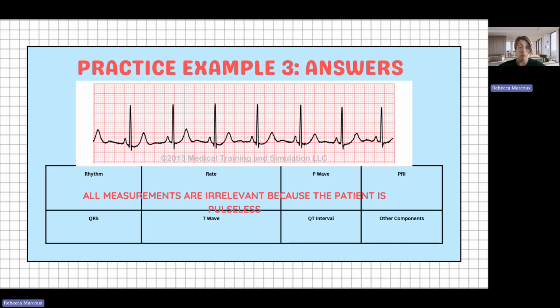The only way it would matter is if this was VF or VTAC, because that would change our code situation a little bit. But if you see something that's not VF or VTAC and your patient doesn't have a pulse, it's irrelevant. Please do not stop and do the measurements on this. The patient's pulseless. This is a code blue.